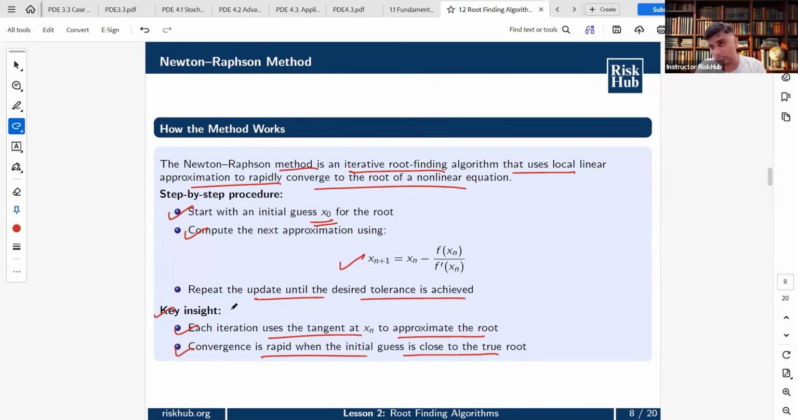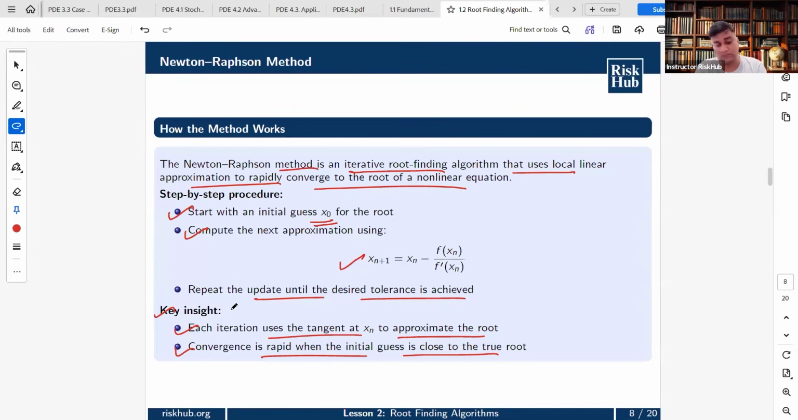So the slide repeats the step-by-step procedure which we have seen earlier. Step 1, start with initial guess x0. This could be anything, right? This could be a problem such as bond yield, where the initial guess is 5%. It could be implied volatility where the initial guess is 20%. It can be IRR where the initial guess is, let's say, 10%. And model calibration, where the previous day's parameter is taken. In real finance systems, yesterday's value is often a good starting point.